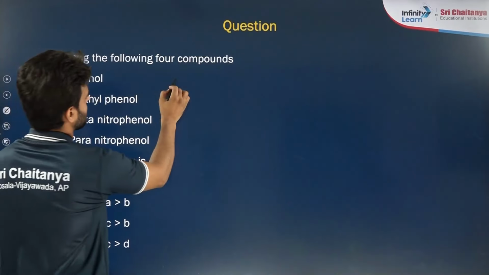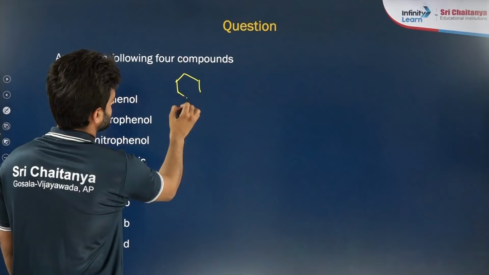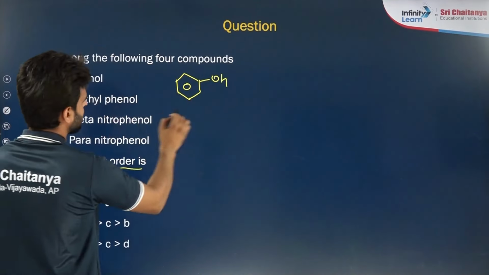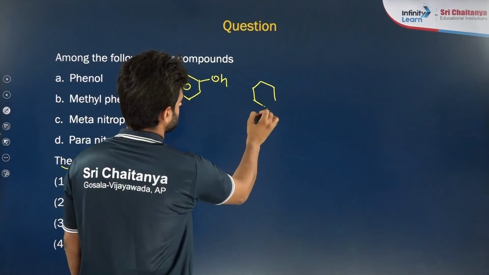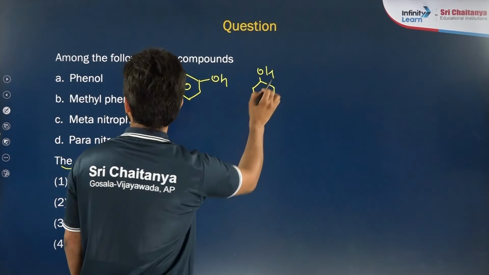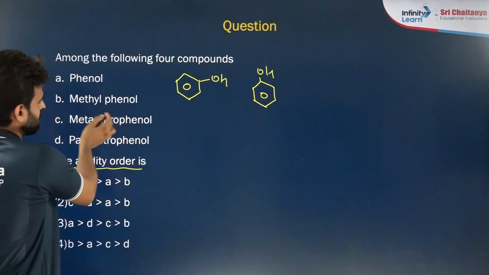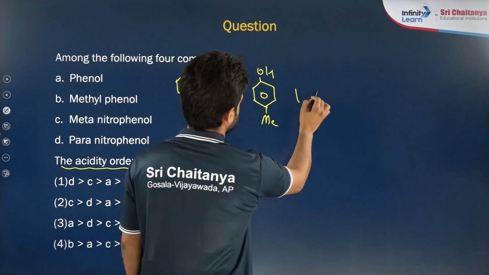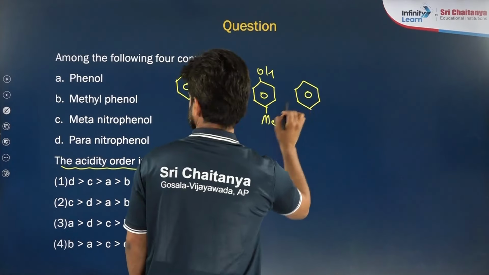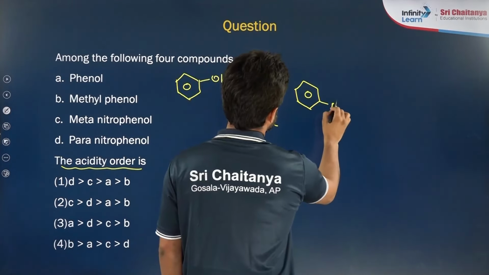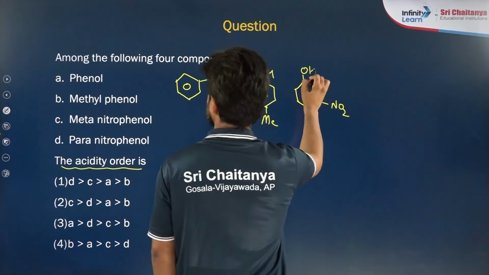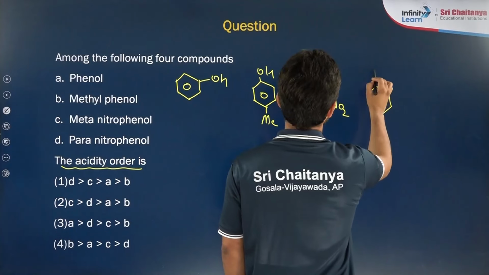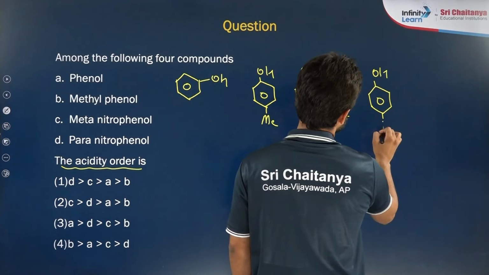Let us first of all, this is our phenol. Here we have methyl phenol. They are not mentioning it, but I will take it at the para position. Next one is meta nitrophenol. And next thing is para nitrophenol, right?